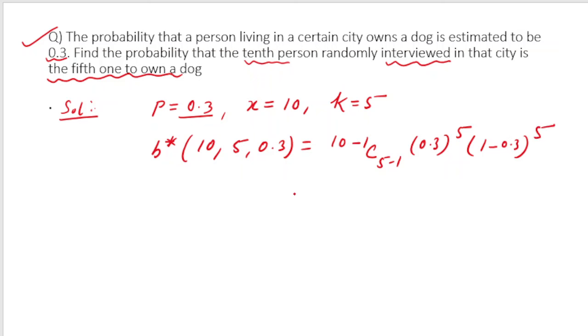So ladies and gentlemen, if you simplify it, you will get 9C4 times 0.3 to the power 5 into 0.7 to the power 5. And if you simplify it, I could have left it for you as an exercise, but let me give you the answer. It will be 0.0515. Verify it.